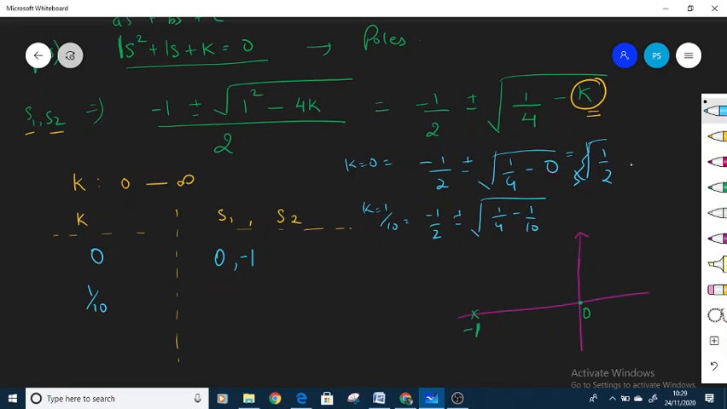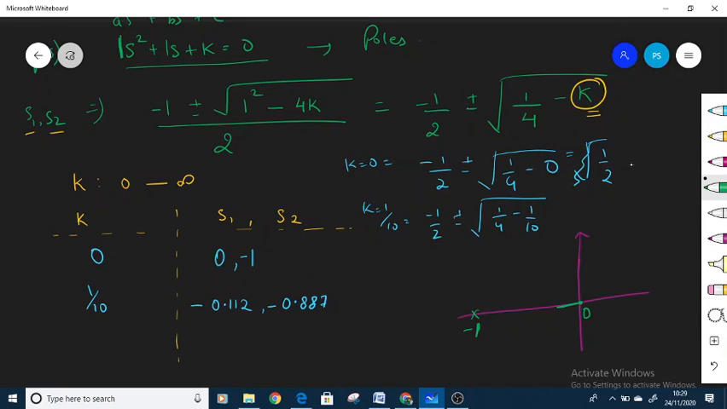So if you solve this, you will get one pole which will be lying at minus 0.112 and another pole lying at minus 0.887. Okay. So the pole which is lying at minus 0.112 is this pole. Actually this S1 pole that we had taken shifts from here when we keep the value of k as 1 by 10.